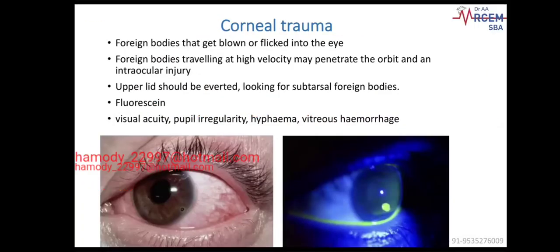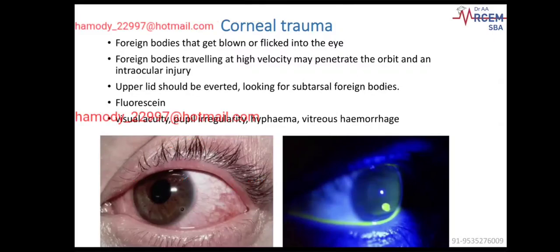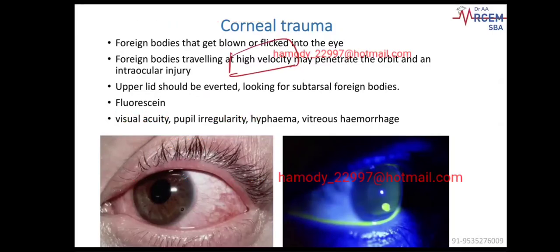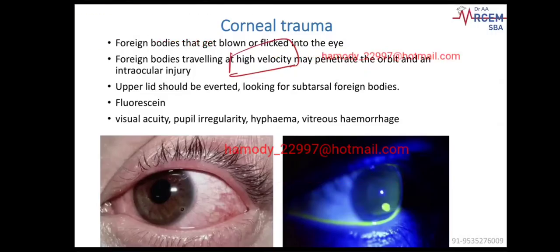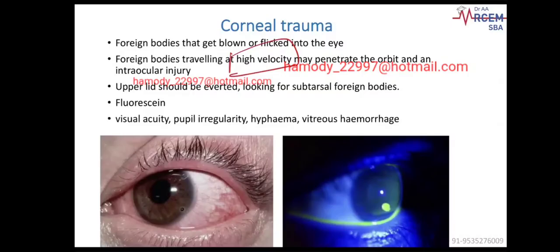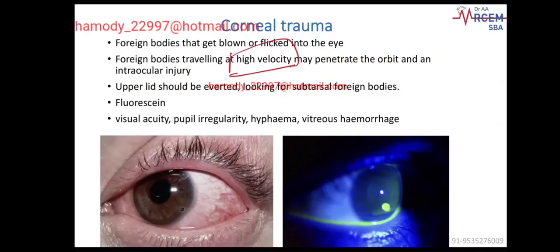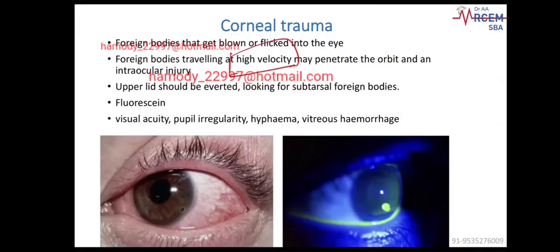Corneal trauma. Any foreign body can get flicked into the eye. Sometimes it might be flicked with a very high velocity. Some dust particle can come in at a very high velocity and can damage your inner structures like the lens. It can damage the iris. It can go in as a vitreous hemorrhage. You need to be aware of that.